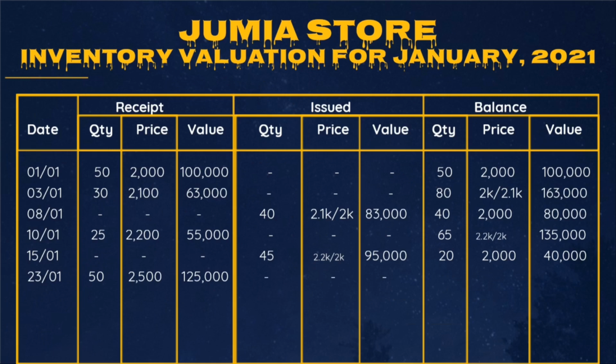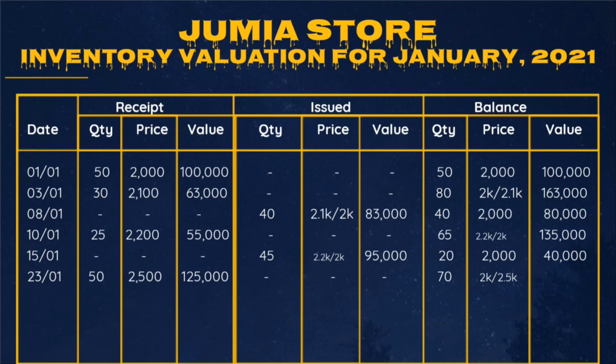While the balance will be, we have 20 bags of cement in the store before, now we are receiving 50 bags. 20 plus 50, that will be 70. At what amount? The one in the store before was at the rate of 2,000. The one we are receiving now is at the rate of 2,500, which means the 70 bags of cement will be at the rate of 2,000 and 2,500 naira. So the value will be 40,000 naira worth of items in the store before. Now you are receiving 125,000 worth of items.